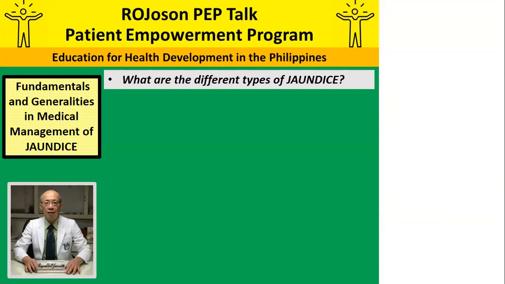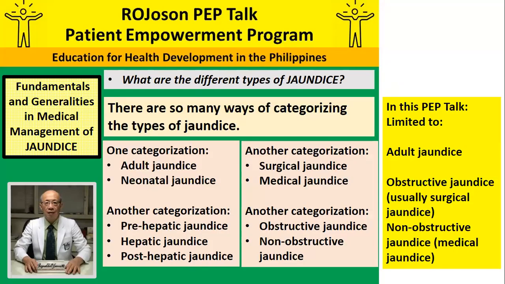What are the different types of jaundice? There are so many different ways of categorizing the types of jaundice. One categorization is adult jaundice and neonatal jaundice. Neonatal jaundice means the presence of jaundice at birth. Adult means after birth. Another categorization is pre-hepatic, hepatic, and post-hepatic. Hepatic means liver, so hepatic jaundice means jaundice at the level of the liver. Post-hepatic means after the level of the liver. I will explain this later on.